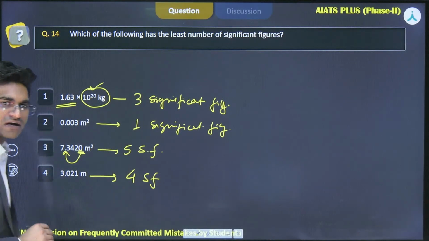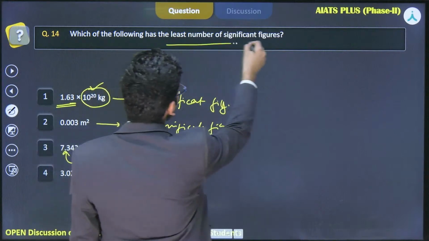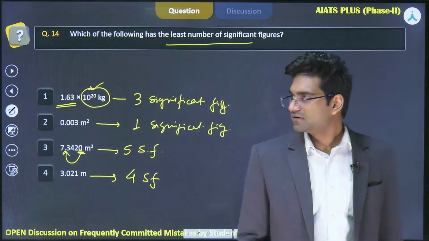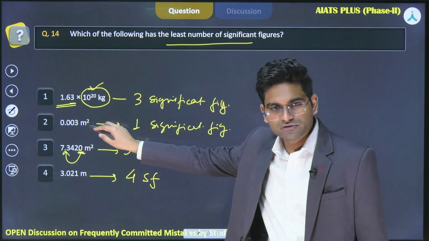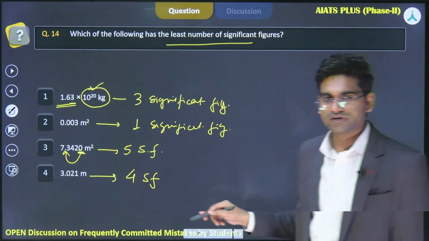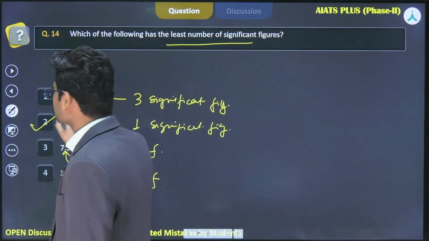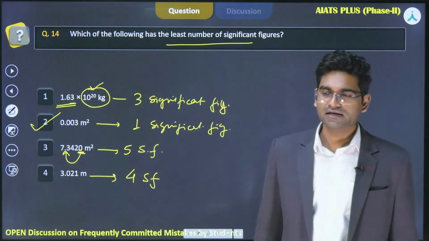Okay, so what should be the answer? We are asked about the least number of significant figures, and number 2, that is 0.003, contains only one significant figure. That should be our correct answer.